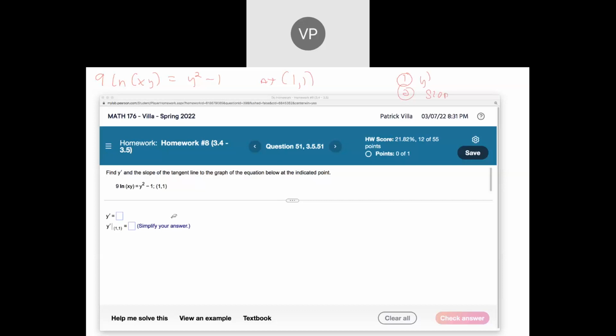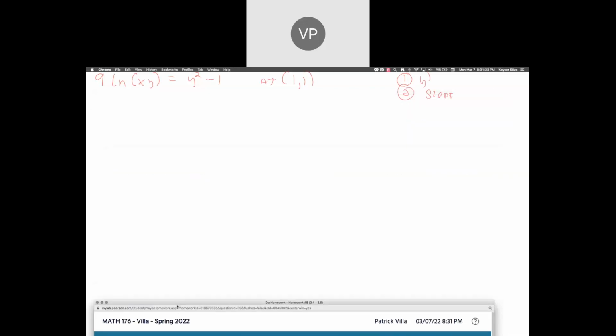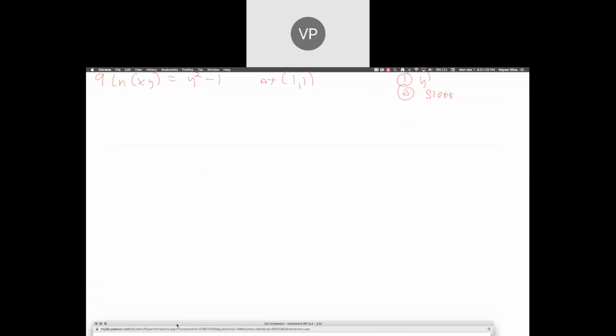So they don't want the actual equation this time. So these are the things that we have to find. So let's get to work. They already gave us the full point right here. We need to go find the derivative.